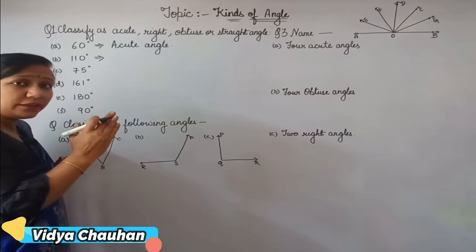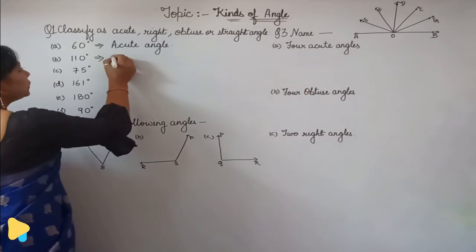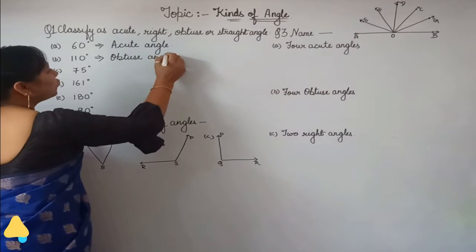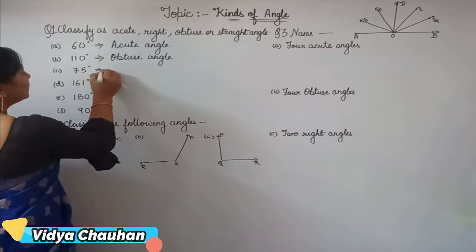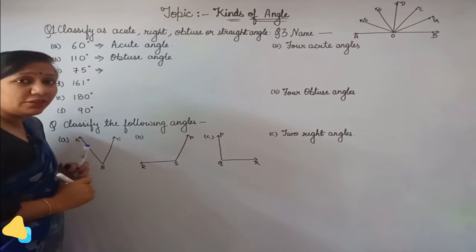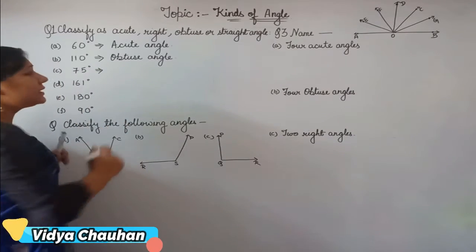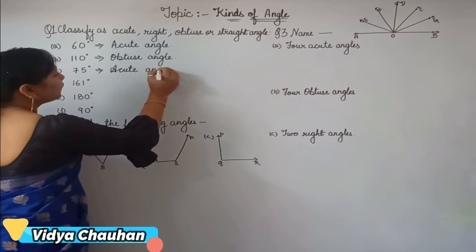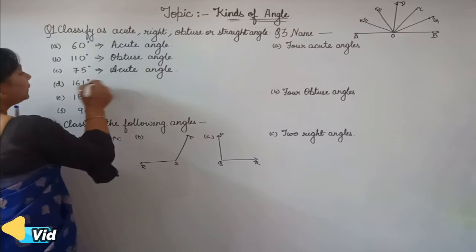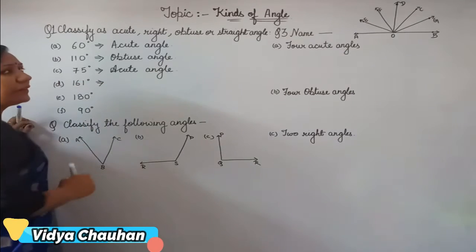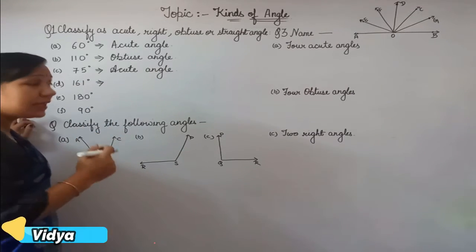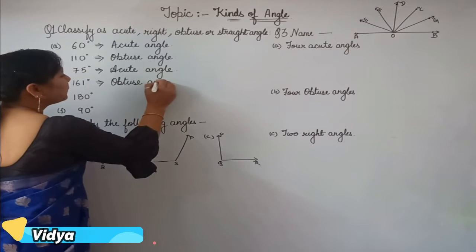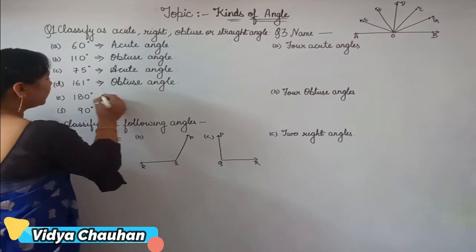It is more than 90 degree and less than 180. So it is an obtuse angle. What kind of angle? Obtuse angle. Third, 75 degree. 75 degree is again less than 90 degree. So yes, it is again an acute angle. Then 161 degree. Since 161 is more than 90 and less than 180, so what kind of angle is this? Obtuse angle. It is an obtuse angle.